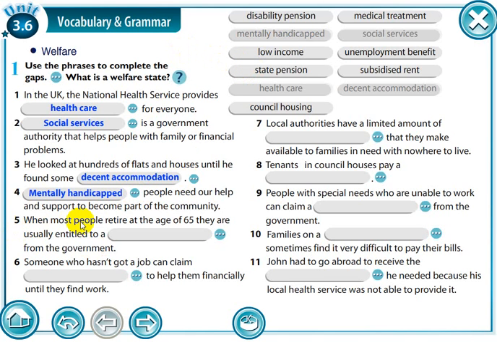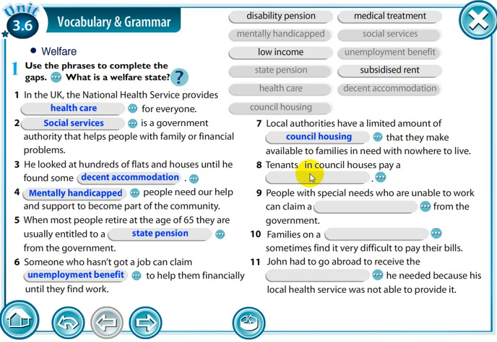Next, when most people retire at the age of 65, they are usually entitled to a state pension from the government. What do they take from the government? They take state pension. Number 6, someone who hasn't got a job can take something from the government. Unemployment benefit. Number 7, local authorities have a limited amount of housing that they make available to families in need with nowhere to live. They provide what?